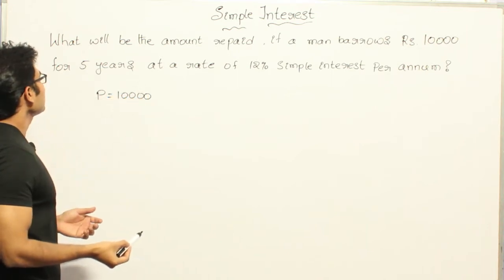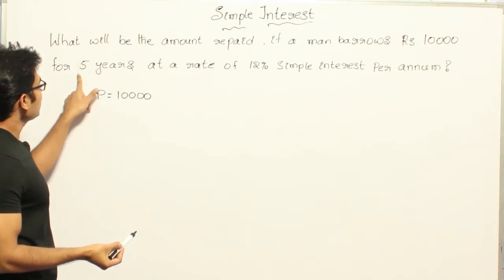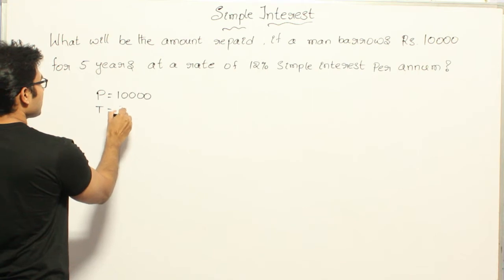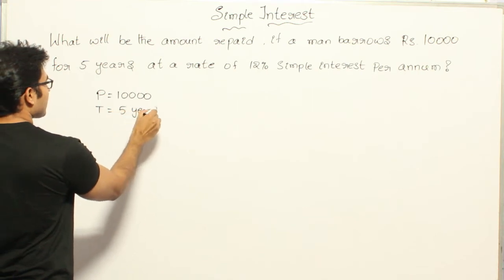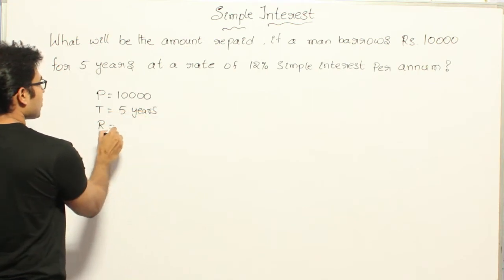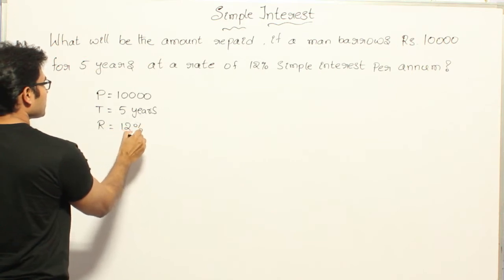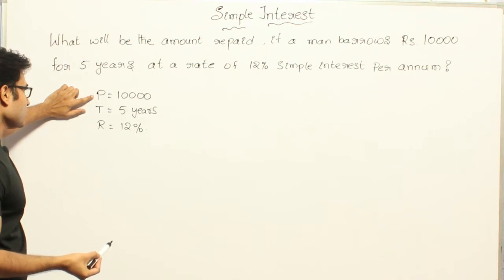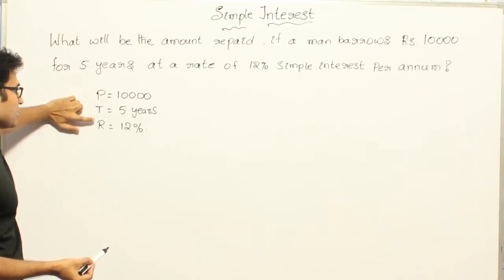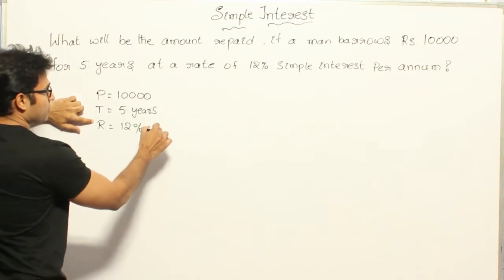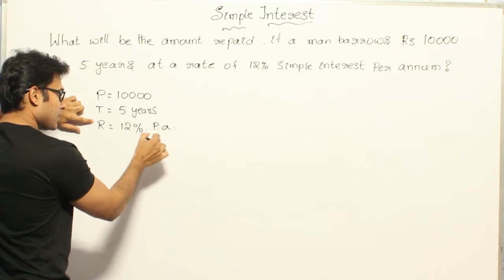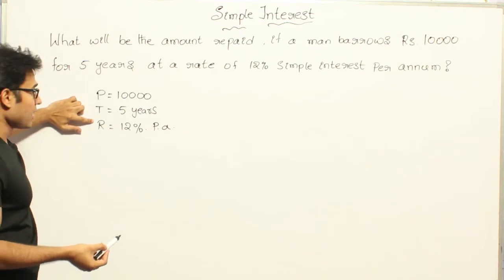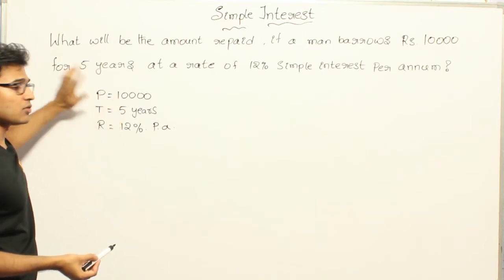Okay, and what is the time period for which he has borrowed the money? It is 5 years. Time period is 5 years. And what is the rate at which he has borrowed it? It is 12% simple interest per annum. So if you observe, a man has borrowed 10,000 rupees for 5 years at a rate of 12%. This is important, per annum. Sometimes they might not give it per annum, they will say it is per 6 months, and it is for years. So you have to be very careful about these two.